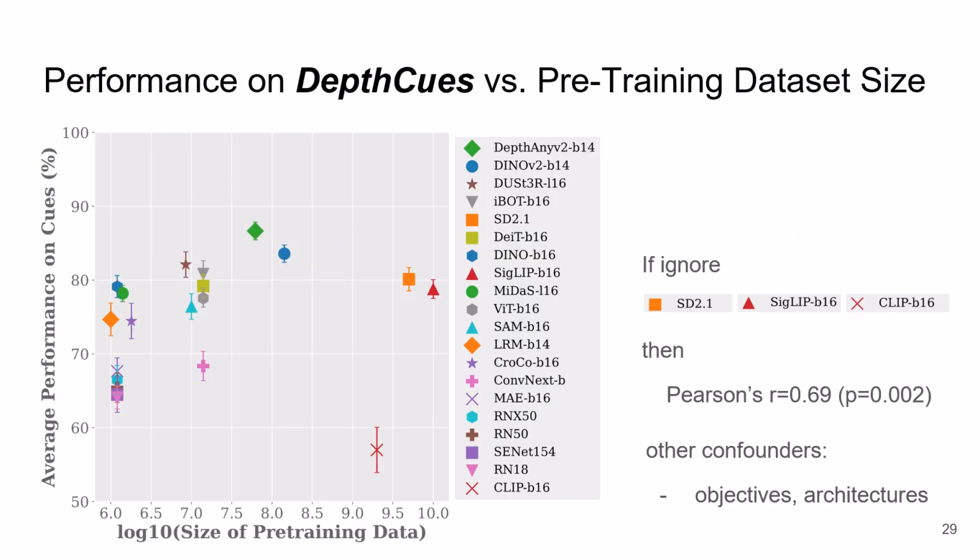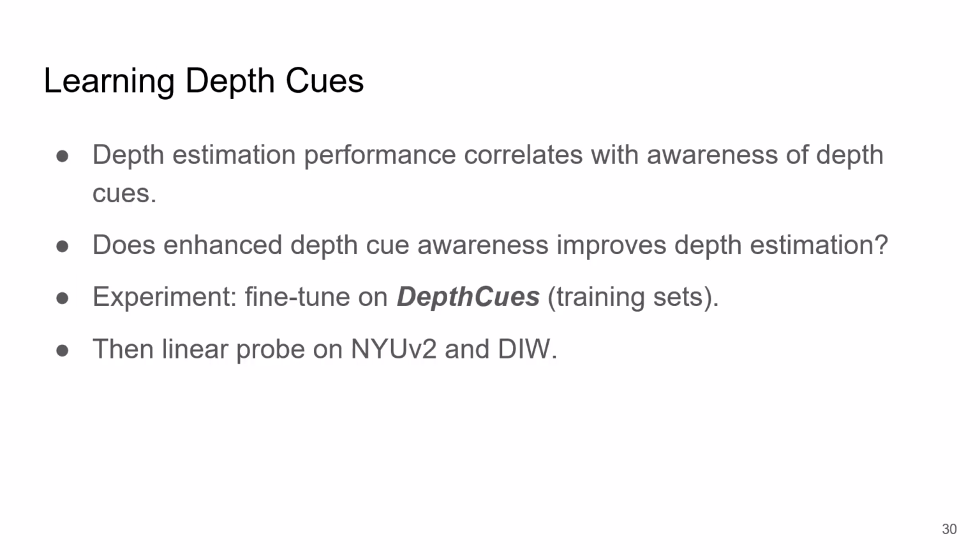We also looked at how the pre-training dataset size impacts models' performance on DepthCues and found that there is a positive correlation if we ignore 3 models that have seen text supervision. However, it should be noted here that the analysis can be confounded by other factors such as pre-training data distribution and objectives. So far, we've shown correlation between DepthCues understanding and depth estimation performance.